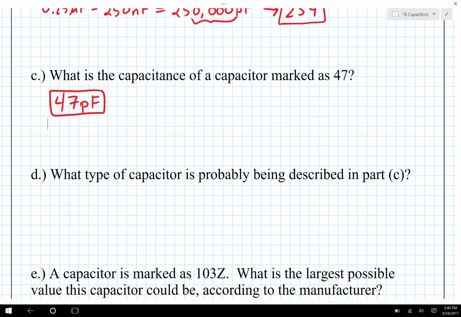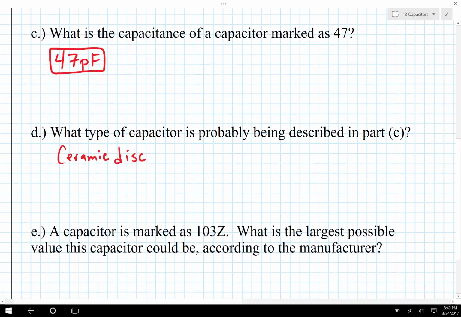What type of capacitor is probably being described in Part C? Well, Part C is a 47 picofarad capacitor. That's almost certainly going to be a ceramic disc capacitor, because really those are going to be the capacitors you're going to be working with when you're down at the very smallest levels of capacitance. So I would say that would be ceramic disc. It's possible that you could have a silver mica capacitor that small, but very unlikely, essentially impossible, that it would be an electrolytic capacitor, for example.